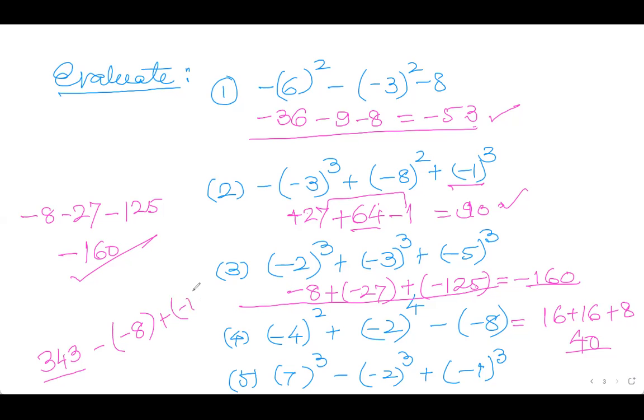Plus minus 1, minus 1. So this is 343 plus 8 plus minus 1. 351, 351 minus 1 is 350. 350 is the answer. So a little bit of understanding might have come into your brain now.